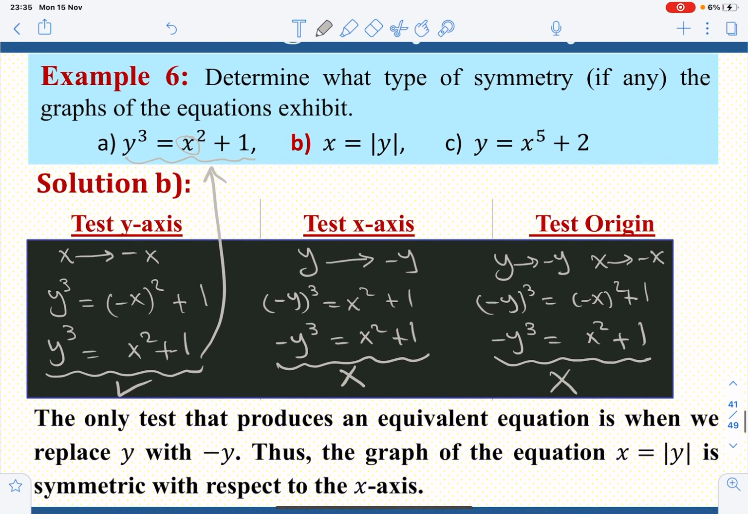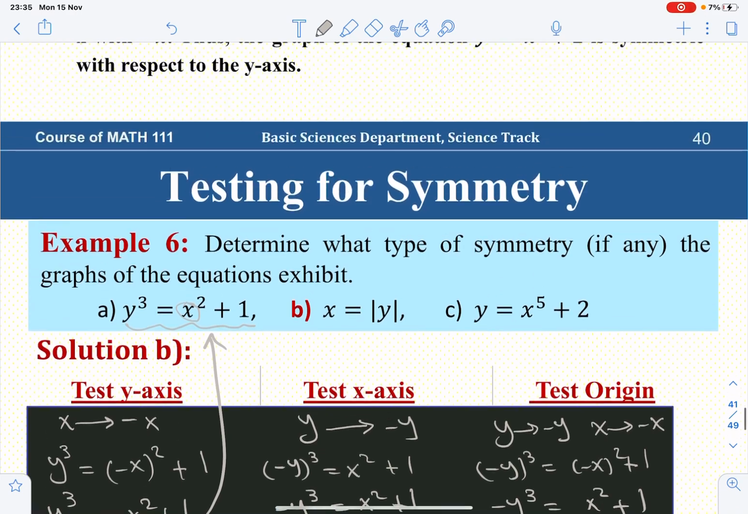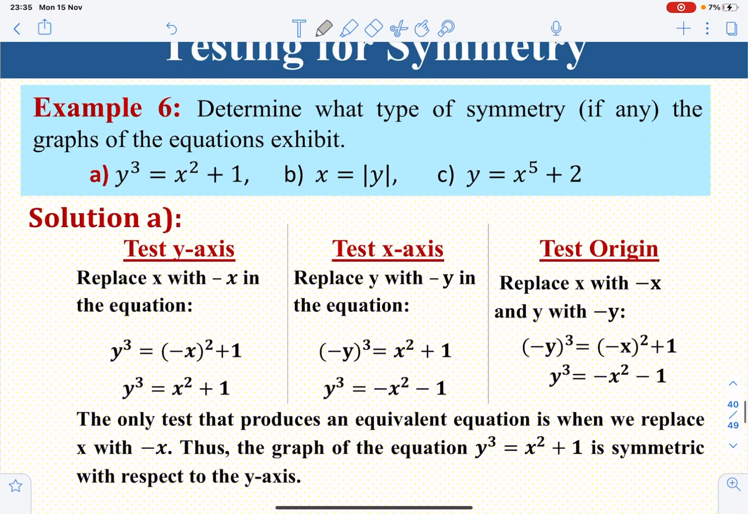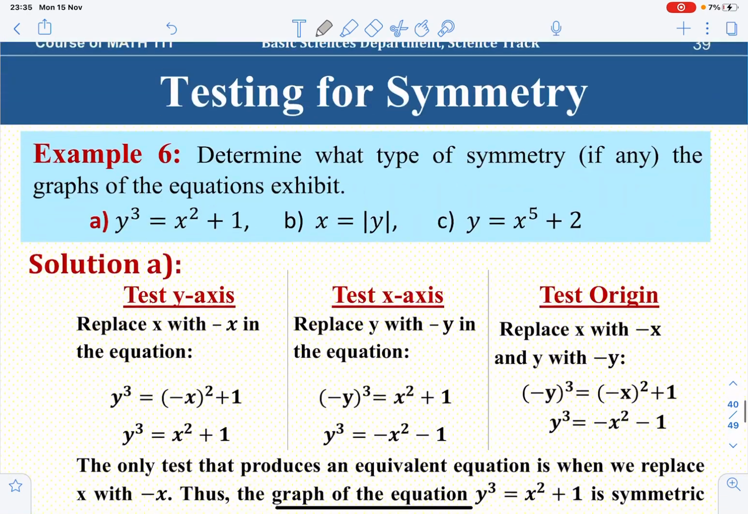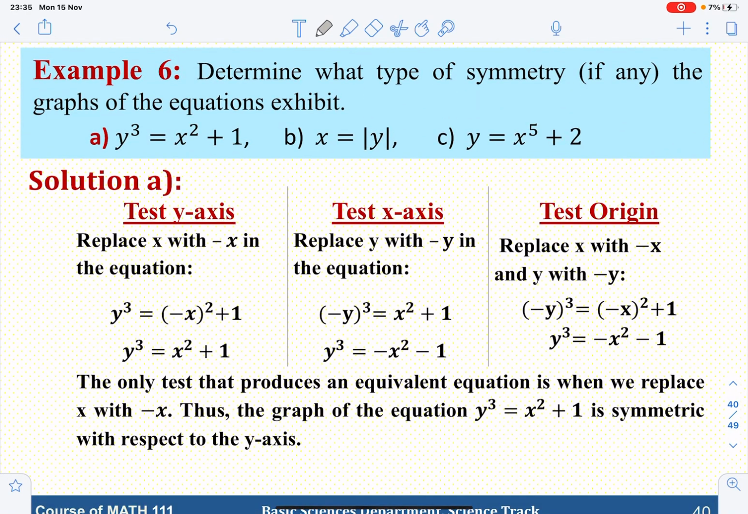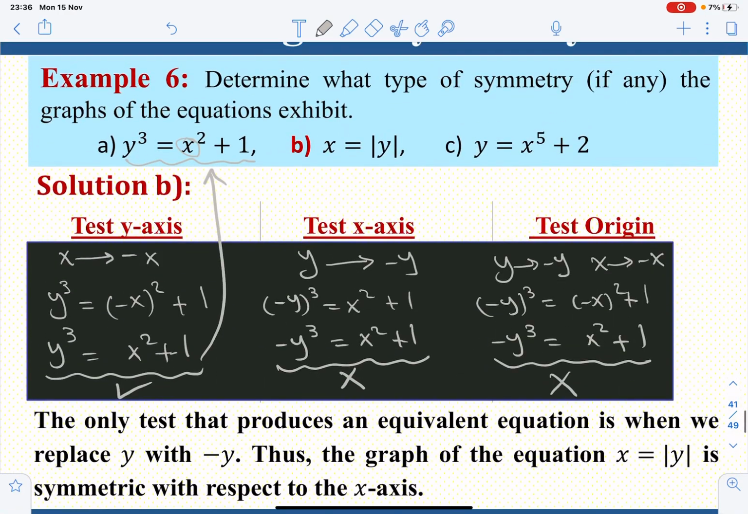As you can see here, the only test that produced an equivalent equation is when we replace x with negative x. Here is the answer to this question: when we replace x with negative x, it means that this equation is symmetric with respect to the y-axis.